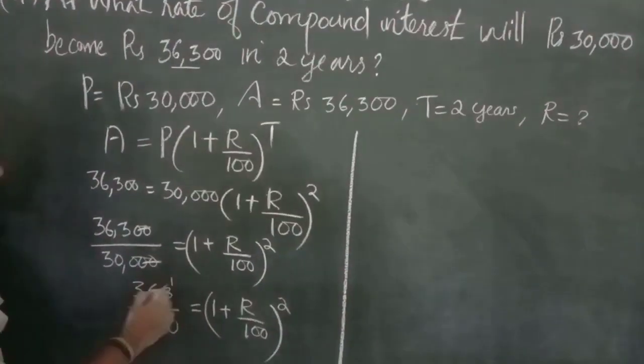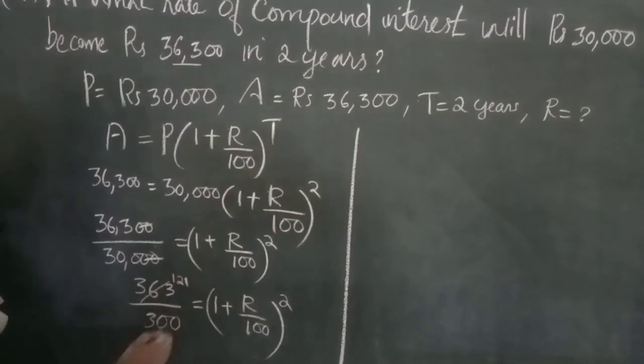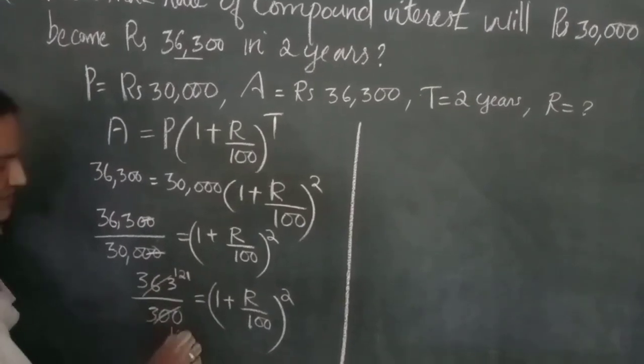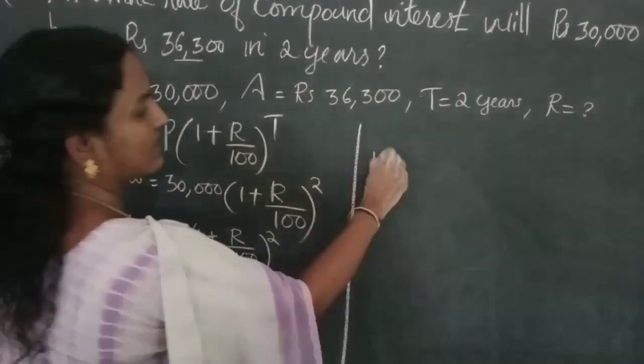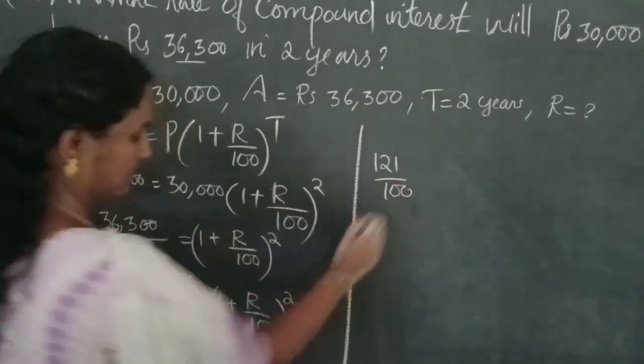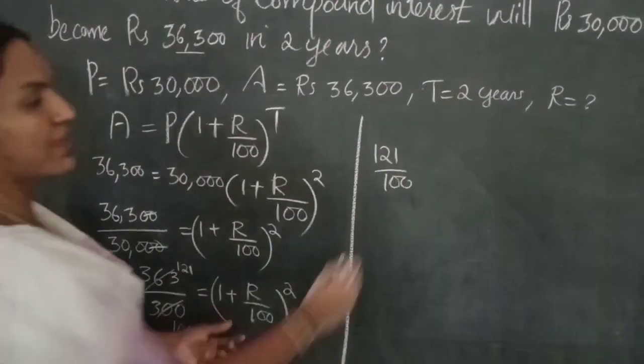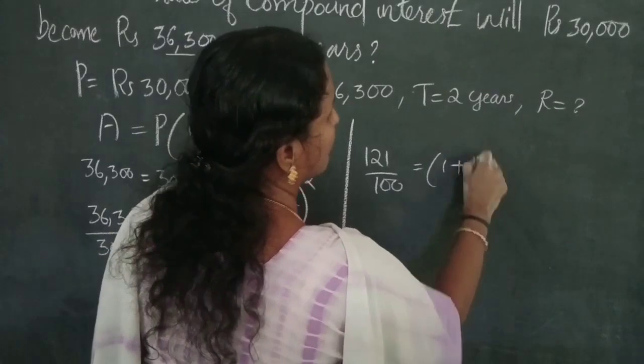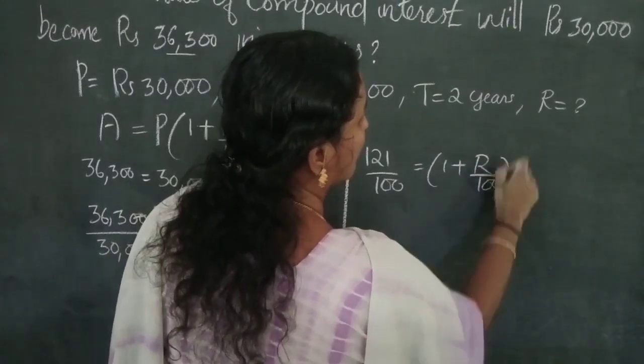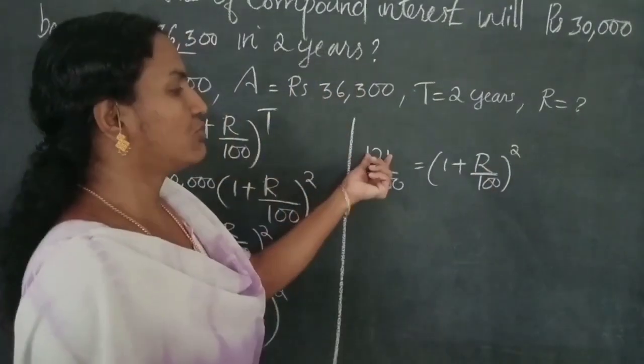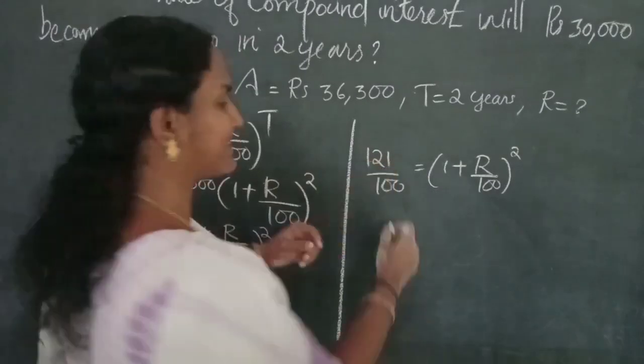1 3 is 3, 2 3s are 6, 1 3 is 3, here 1 3 is 3, 0 0. So 121 divided by 100 is equal to (1 plus r by 100) the whole square. Here 121 can be written as 11 square.